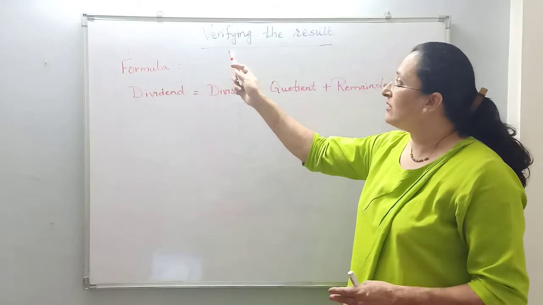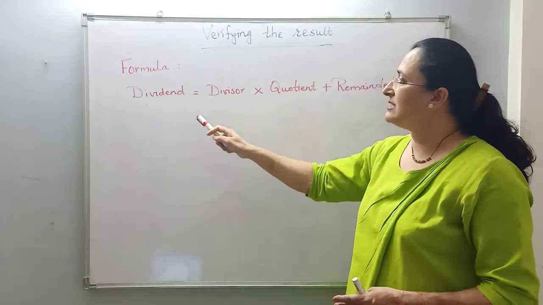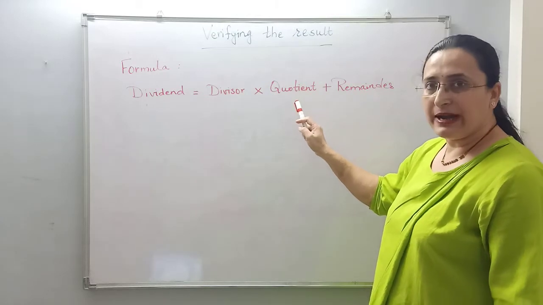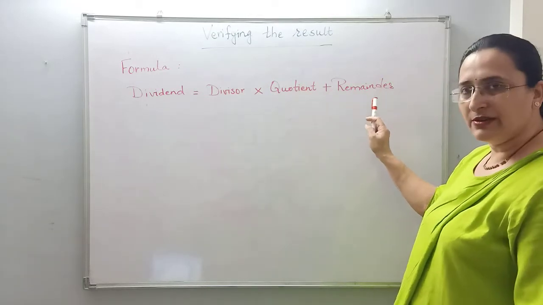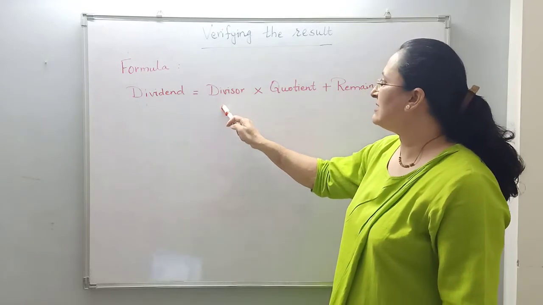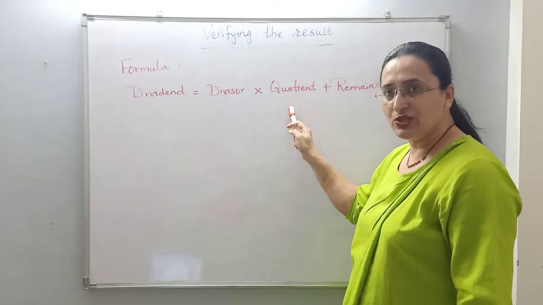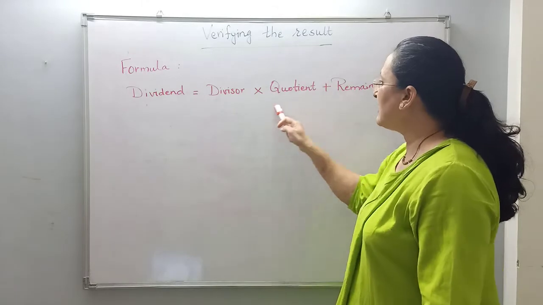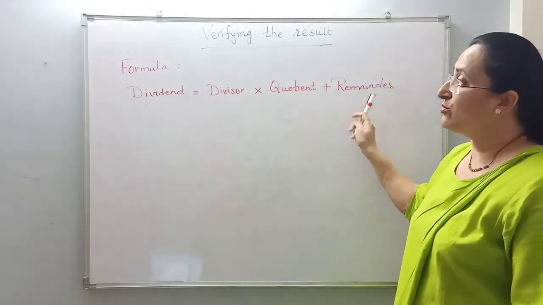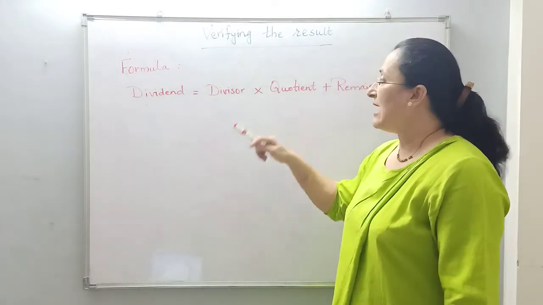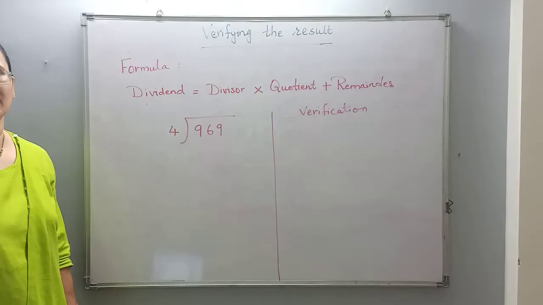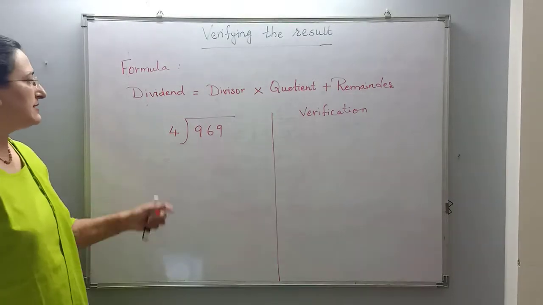So the formula for verifying the result is dividend is equal to divisor multiplied by quotient plus remainder. So it means that whatever is the divisor, we are going to multiply it by quotient, and this multiplication answer will be added to the remainder. So first we are going to solve the sum, and then we are going to verify the answer. Let us see the example.